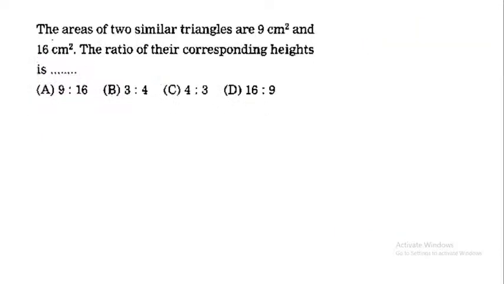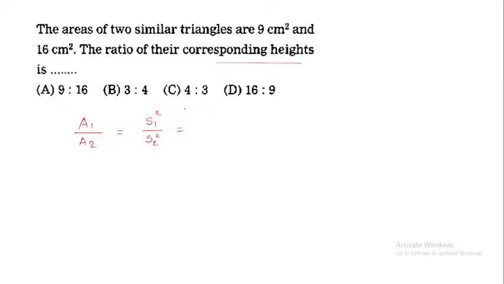Next question. The areas of two similar triangles are 9 cm square and 16 cm square. The ratio of their corresponding heights is. The options are 9 is to 16, 3 is to 4, 4 is to 3, or 16 is to 9. Now here the corresponding heights are asked. We have one property of the ratio of areas of two similar triangles. If two triangles are similar, then the ratio of their areas must be equal to the ratio of the squares of the corresponding sides, that is S1 square divided by S2 square.